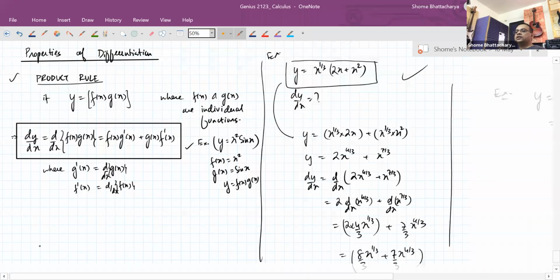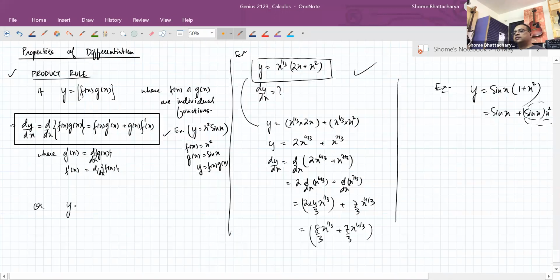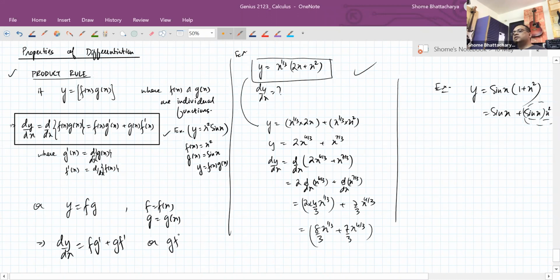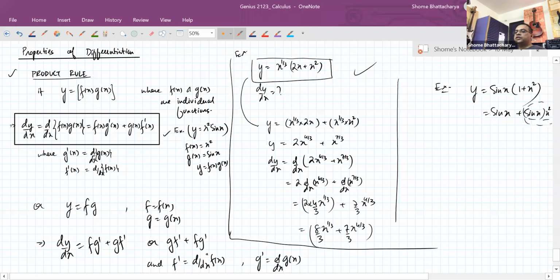We can also write this product rule in ultra short form. We can write it like this, that y is equal to f into g, where f is f(x), g is g(x). So differentiation of y with respect to x will become f g prime plus g f prime, or we can also write it as g f prime plus f g prime, it doesn't matter, where f prime is differentiation of f(x) and g prime is differentiation of g(x). So it's all about notation, how shorthand we want to make it. So this is like the ultra shorthand notation, the same thing.